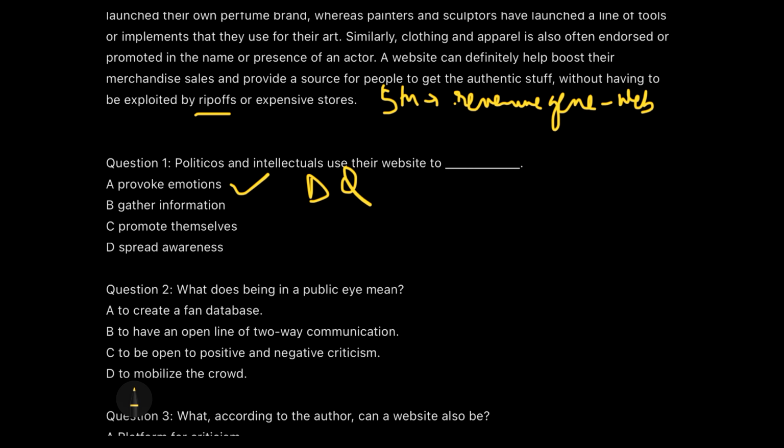To create a fan database? No. To have an open line of two-way communication? No. To be open to positive and negative criticism? Yes. Not to mobilize crowd. Okay, so being in public eye means being in limelight, which we also call a second idiom. It means when you are in limelight, you are welcoming criticism, both positive and negative. That's being in public eye. This is not a direct question, but very, very easy compared to the other questions.